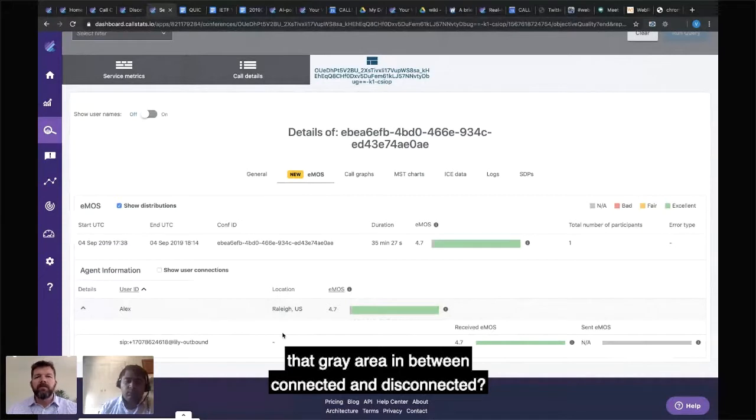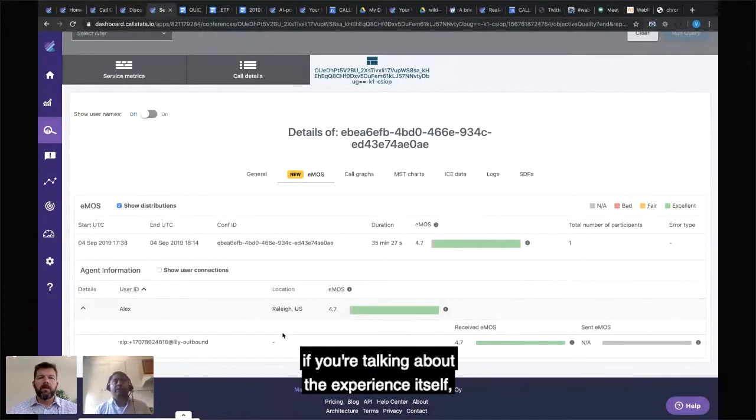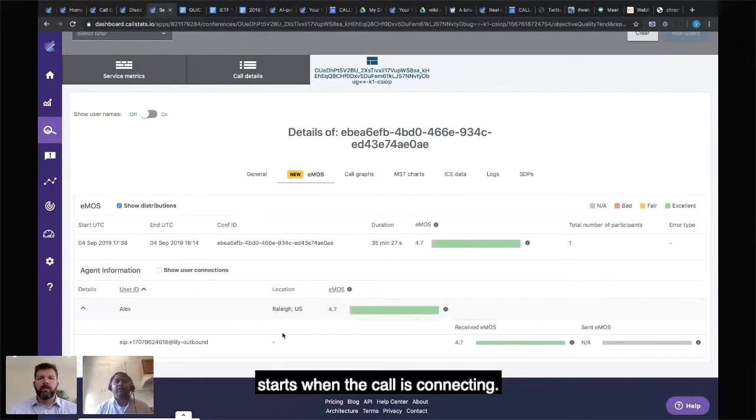Right. So I think for us, the main thing with any measurement and quality is the call quality, if you're talking about the experience itself, starts when the call is connecting, and then all that.